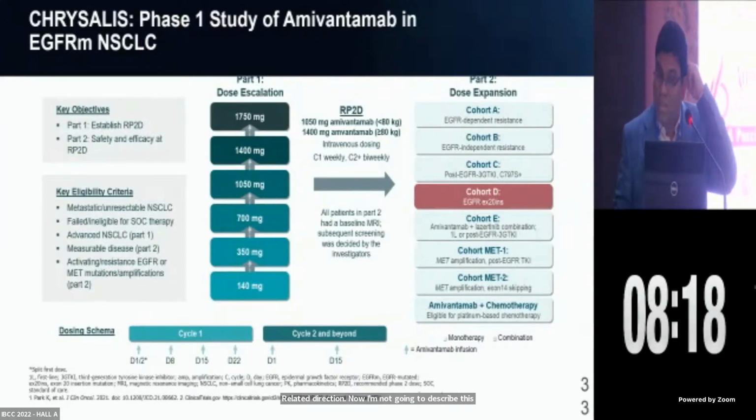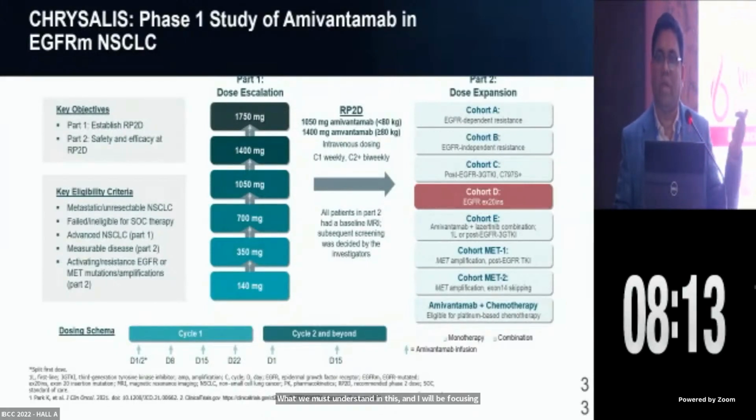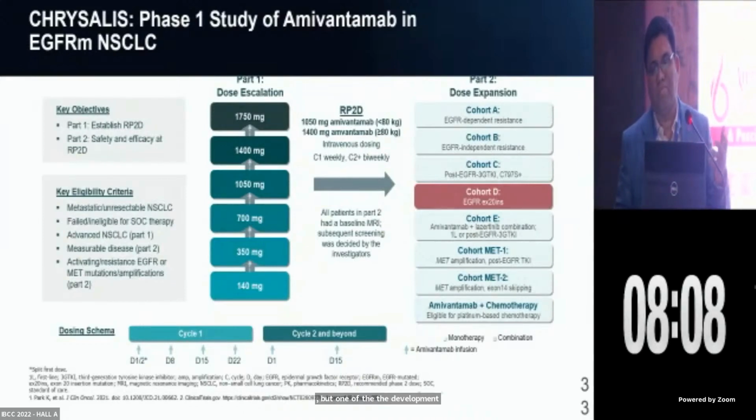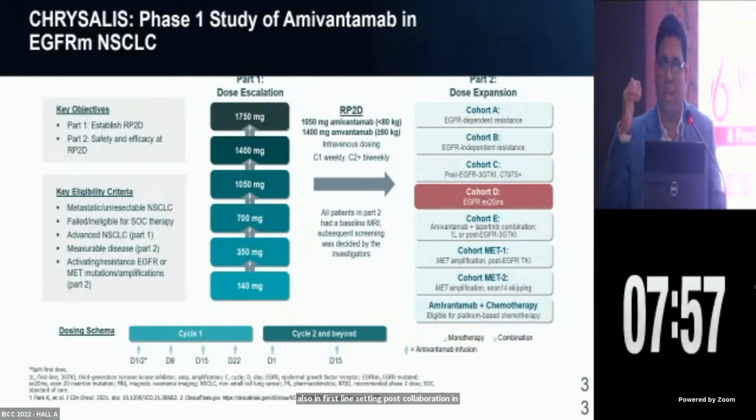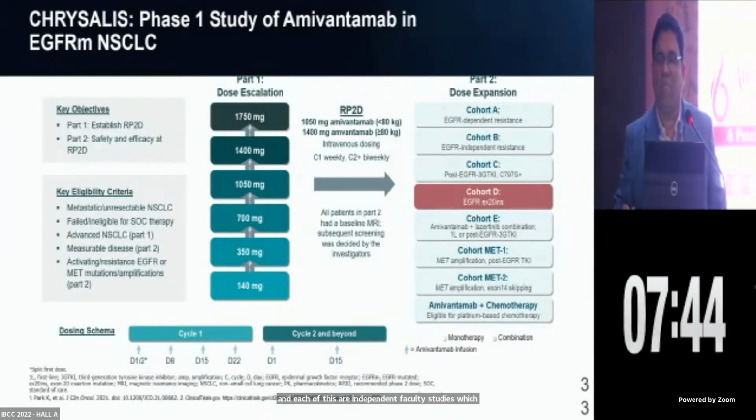Now, I'm not going to describe this whole structure for this trial. What we must understand is that I will be focusing on group D, which is the EGFR exon 20 insertions. The development of amivantamab has amazed me. This company has come out not only with exon 20 insertions, but also in the first line setting, post progression in the first generation, second generation setting, and post progression after third generation TKI setting, where the patient has MET amplification. Each of these are independent phase 3 studies which are going on at present. In fact, I must congratulate the company that's far smarter.